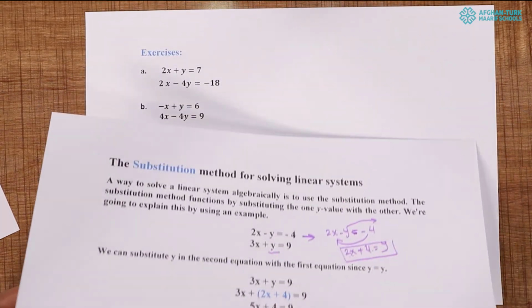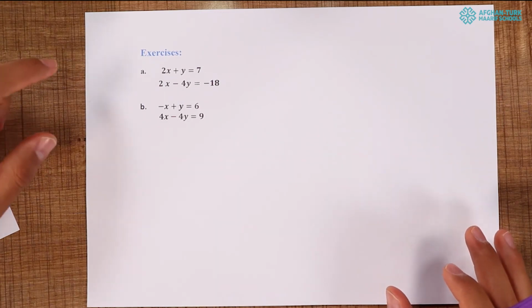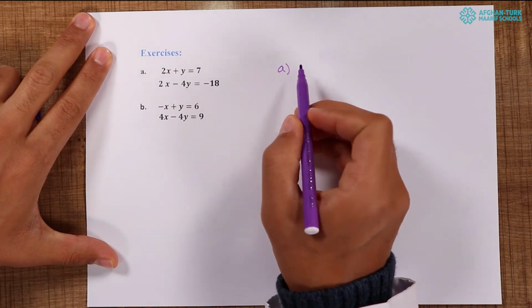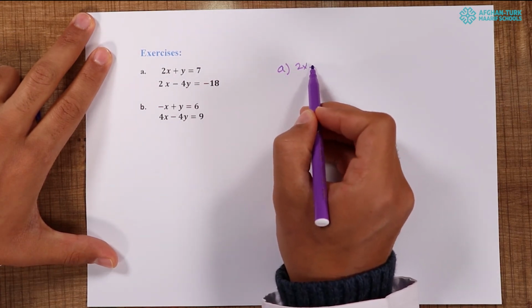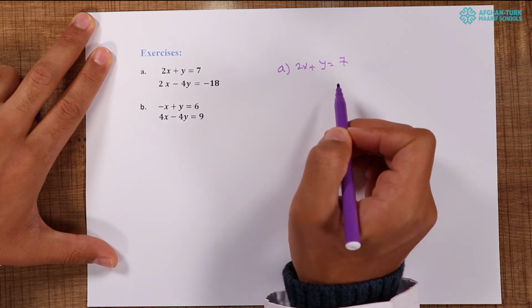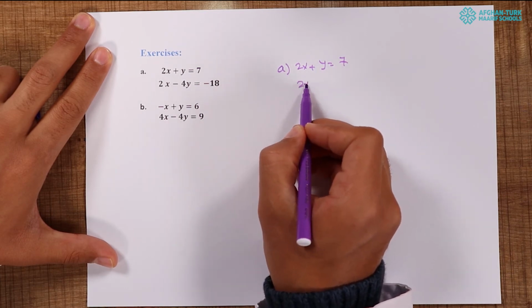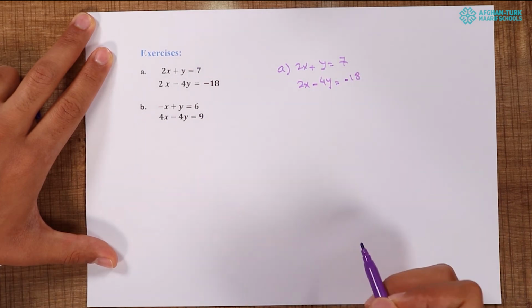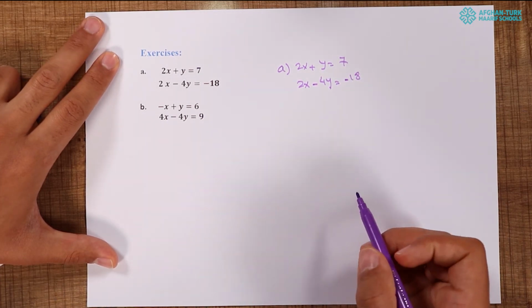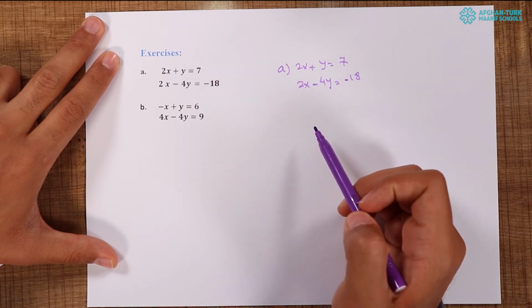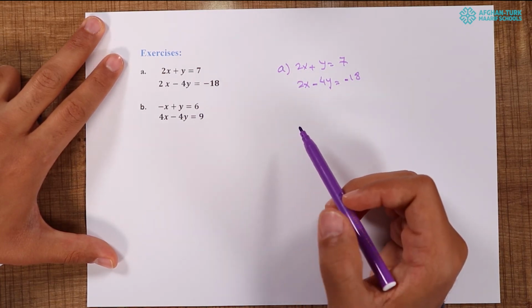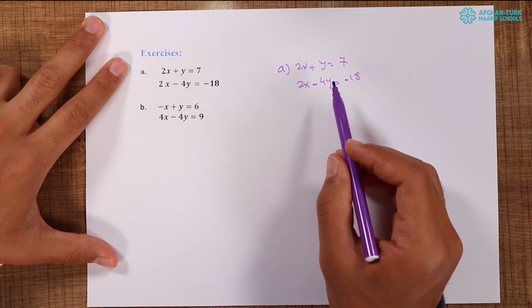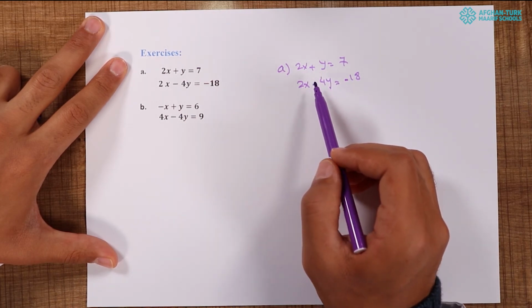Okay, let's solve these two examples. First example: 2x plus y is equal to 7, and also we have 2x minus 4y is equal to minus 18. Look, we have plus 2x, we have plus 2x. We cannot cancel them. But how can we cancel them? We are going to multiply by minus 1, doesn't matter whether for this or for this.